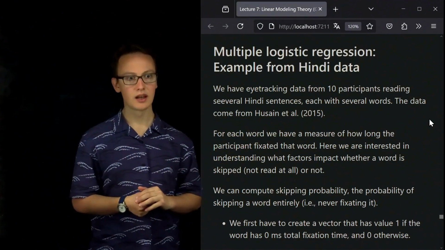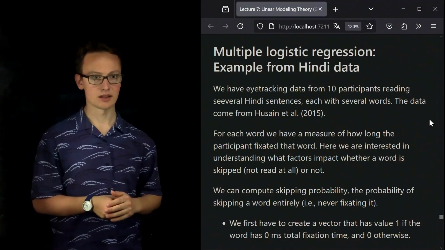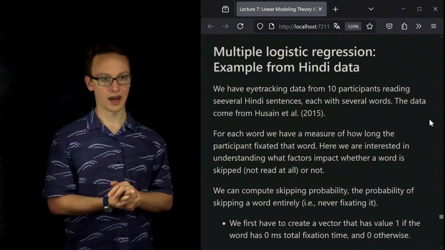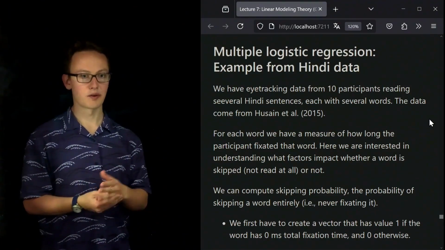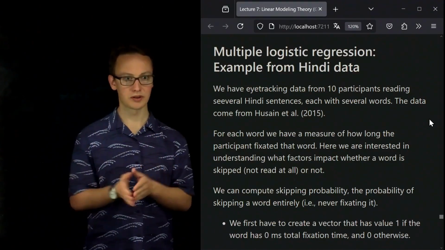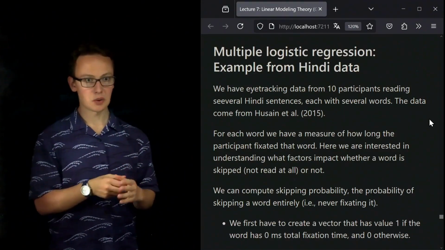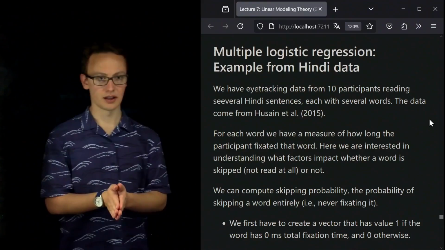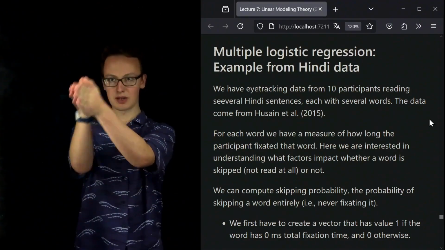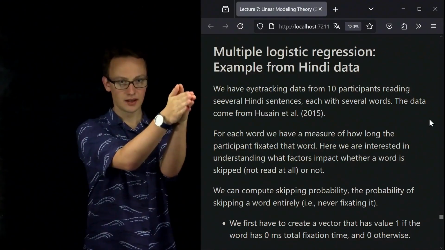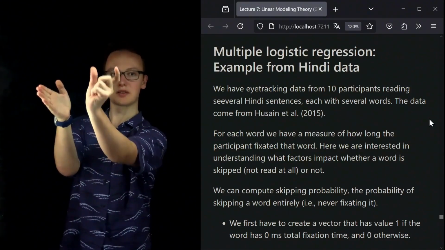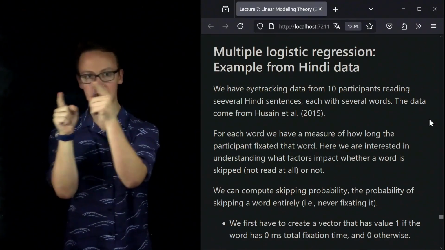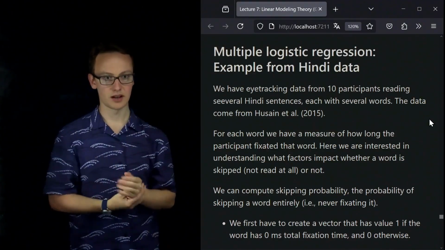colleagues, 2015, where 10 participants had to read several Hindi sentences, each with several words, and we have a measure for every word of how long a participant was fixating that word. Now, here we're interested in understanding what factors impact whether a word was skipped, like not read at all, or not. This is an eye tracking study, so if you measure how long a word was fixated, it could also be that a word was skipped entirely and never fixated at all while the participant was reading the sentence, right?